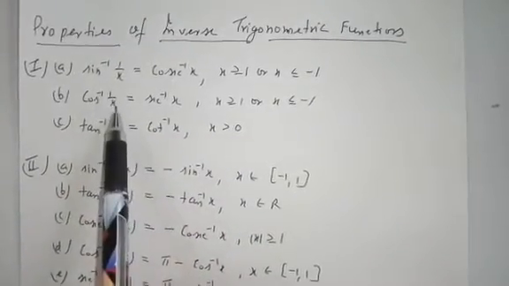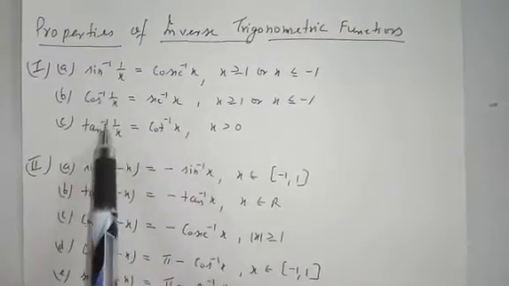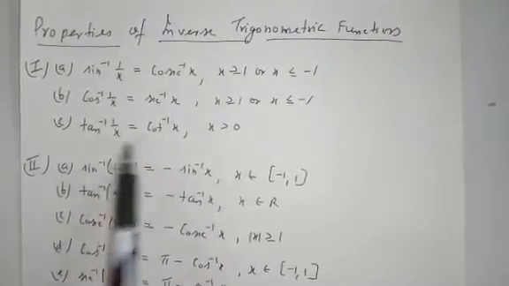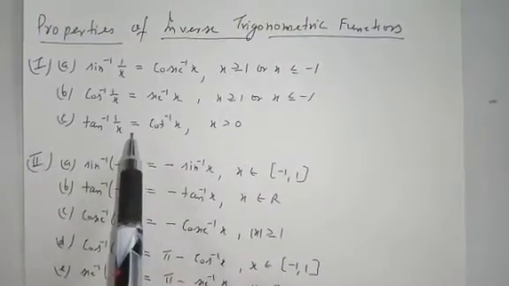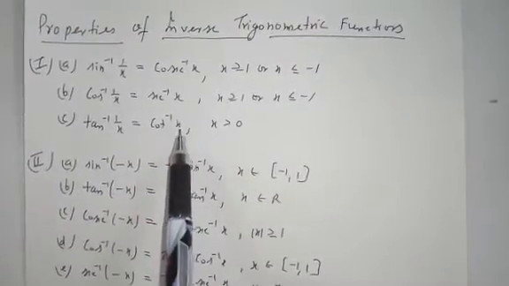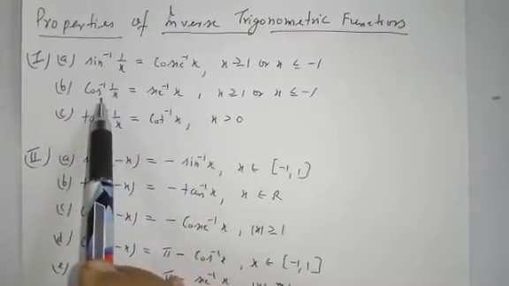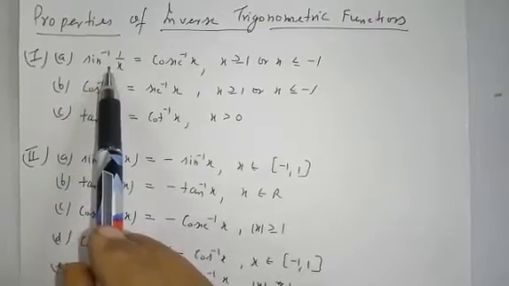Similarly, cos inverse 1 upon x equals sec inverse x, and tan inverse 1 upon x equals cot inverse x. We know tan and cot are reciprocals of each other, and this is vice versa also. If we have cot inverse 1 upon x, then we will write tan inverse x. If we have sec inverse 1 upon x, we will write cos inverse x. Cosec inverse 1 upon x, we will write sin inverse x.